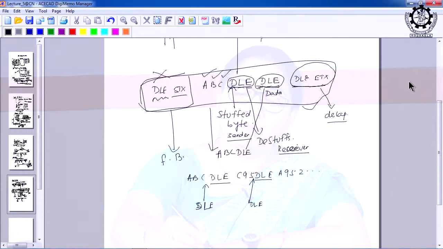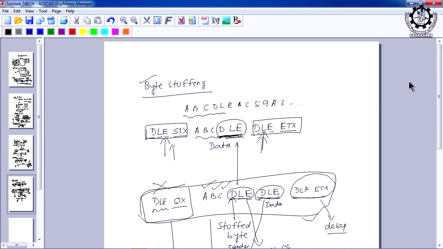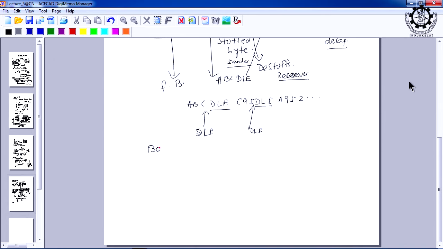That is your byte stuffing method, which was mostly used for transmission of ASCII characters at that time. The principle of stuffing and de-stuffing was very nice, but because ASCII characters are no more used for transmission, this byte stuffing method was replaced with another stuffing technology called bit stuffing.